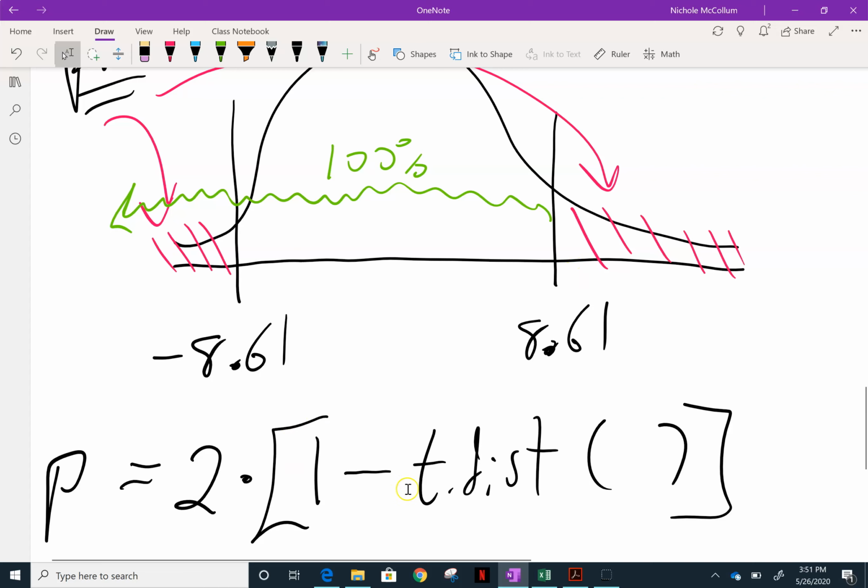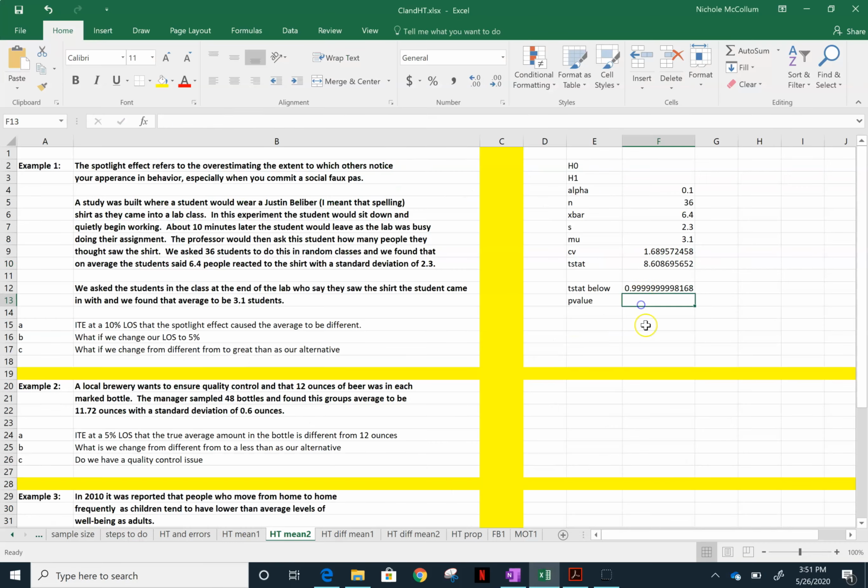Why 1 minus? Because t-dist gives me below. So if I want the area above, I got to do 1 minus. And then twice it. And so that's the actual code for the p-value in Excel. But I want to be very clear on what t-dist gives so you understand why my code will be 2 times parentheses 1 minus, and since I already found the t-dist below, I'm just going to do 1 minus that number. And yeah, it's ridiculously small.